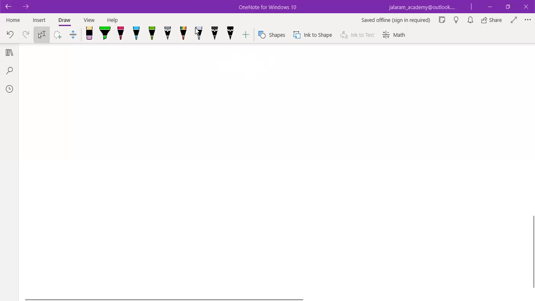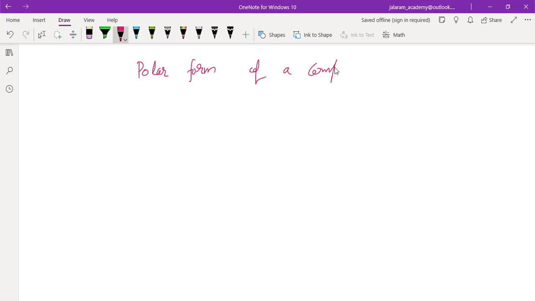Okay, so now we will start the polar form of a complex number: how to change a complex number into its polar form. Before we study the polar form of a complex number, we must study the Argand plane, argument, and amplitude of a complex number.